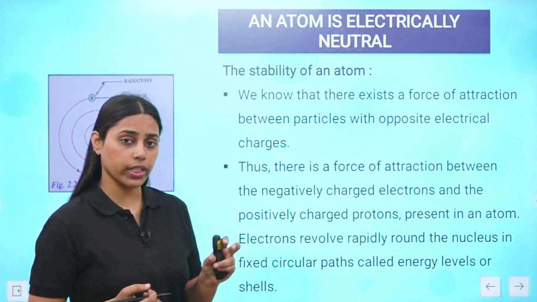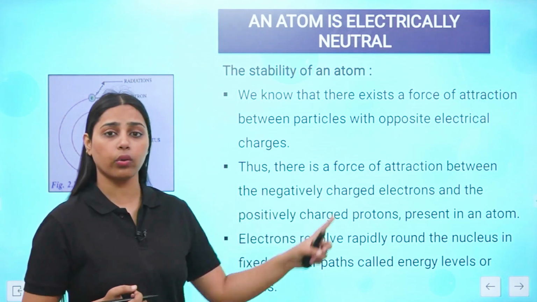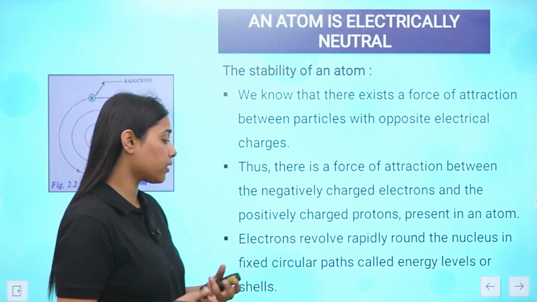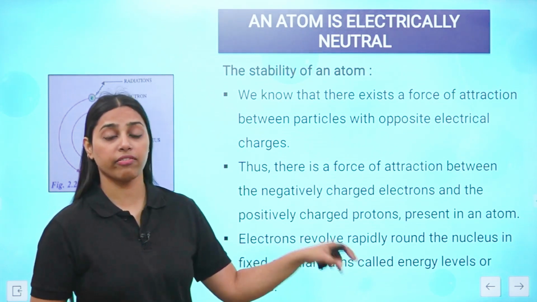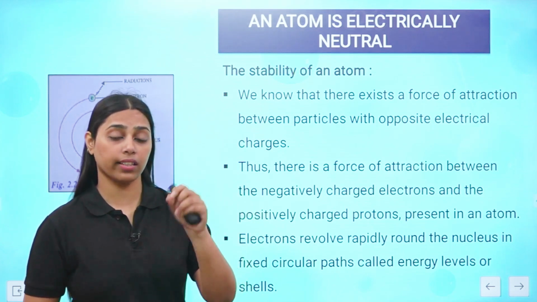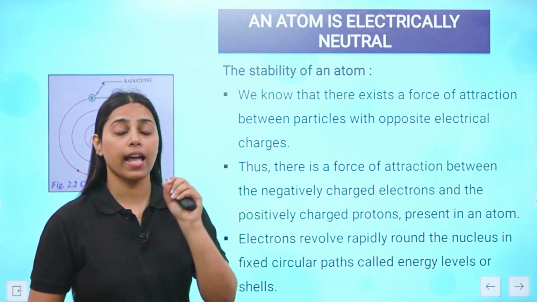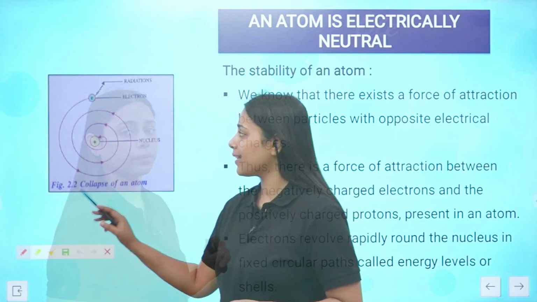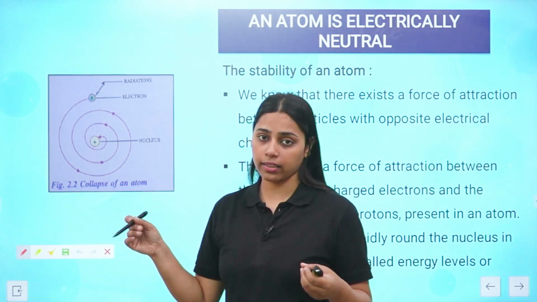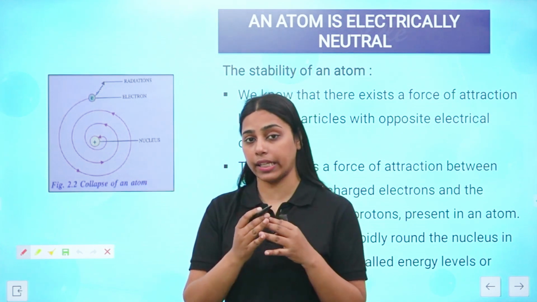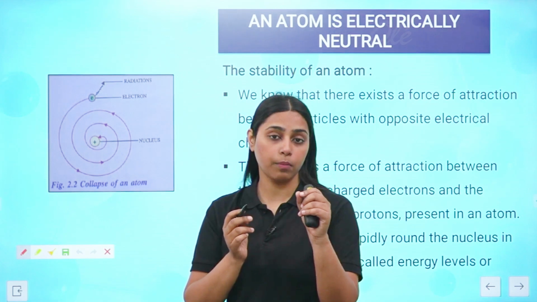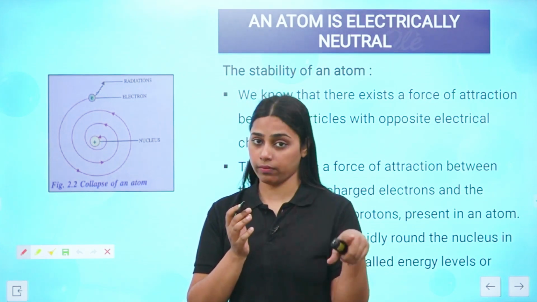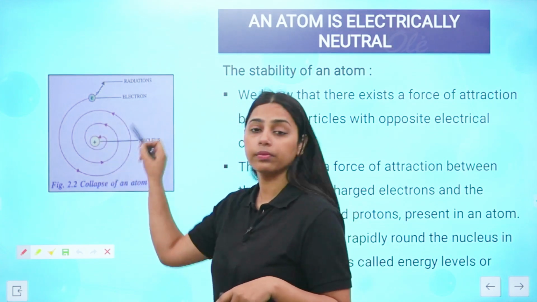Protons are present in the nucleus and the electrons revolve around in special paths, concentric rings, which you call energy shells or orbits, or simply fixed circular paths. Fixed, because each individual circle has a particular energy, and you call them energy levels or shells. This is one diagram which shows how this stability is maintained, because electrons are negatively charged particles and they are continuously revolving in the circular path, right?